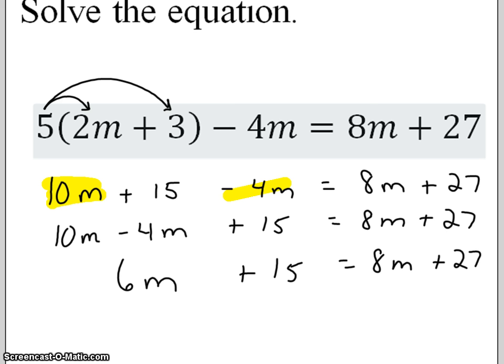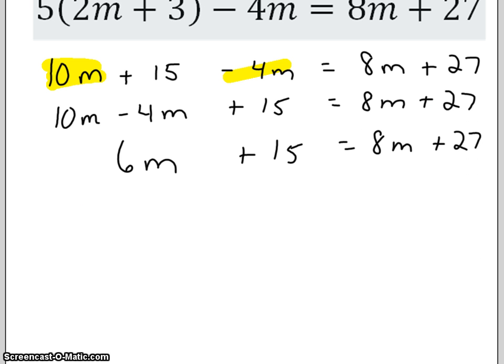Okay, we need a little bit more space here. Now, the left side is completely simplified. The right side is completely simplified. That's step 1. Now we need to isolate the variable term. So we have a 6m on the left and an 8m on the right. Isolating the variable term really means making sure there's a variable on only one side.